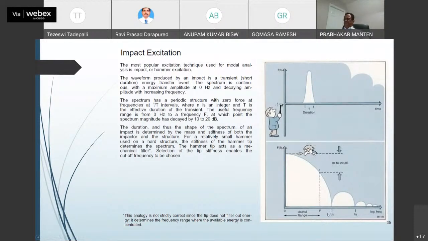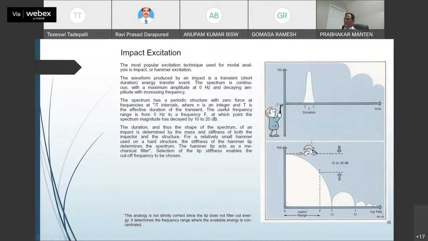So the spectrum has a periodic structure with zero force at frequencies of n over T intervals, where n is an integer and T is the effective duration of that transient. It goes on, but the useful range in which you can test frequencies is typically taken to be at about a 10 to 20 dB drop-off at this point. So typically up to this frequency is what you can expect enough energy content of the impact to excite the natural frequencies of the structure that you are testing.